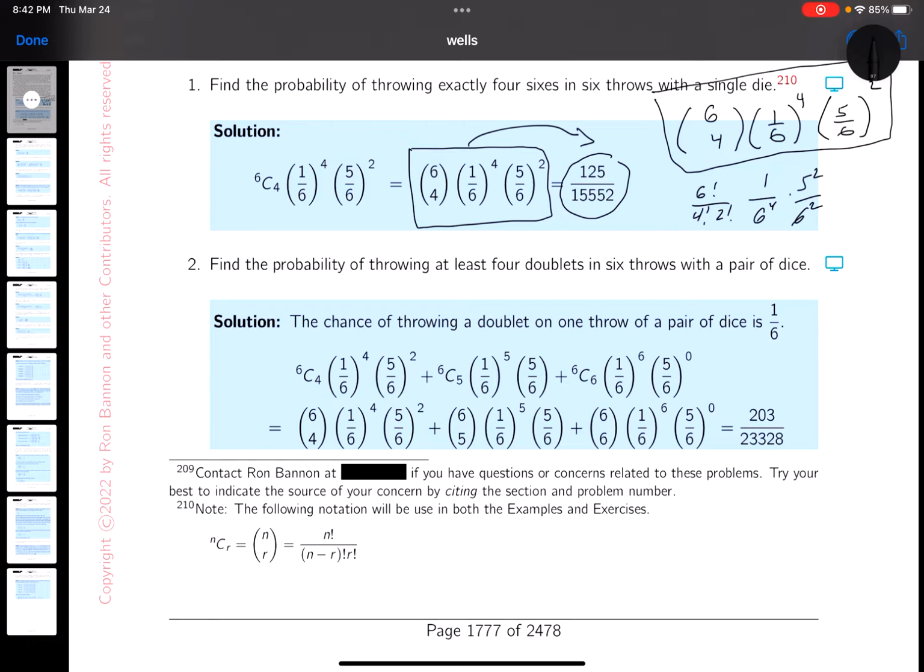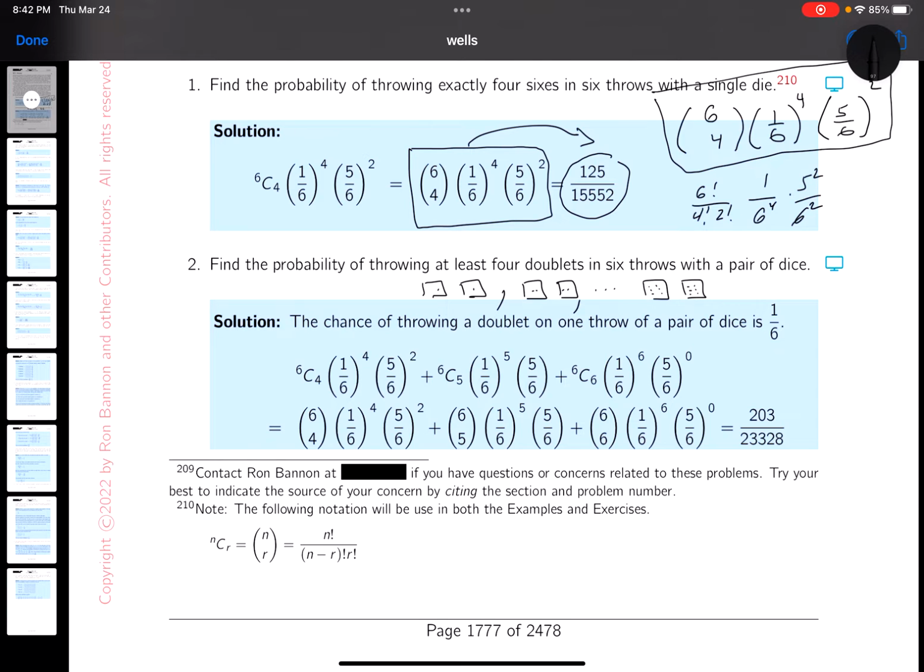Okay, the first thing we'll do is understand what the word doublet means. Now, when you throw a pair of dice, a doublet means that you're getting the same outcome on the face. So if you look at it, 1, 1, 2, 2, I think you get the idea, up to if you had 6.